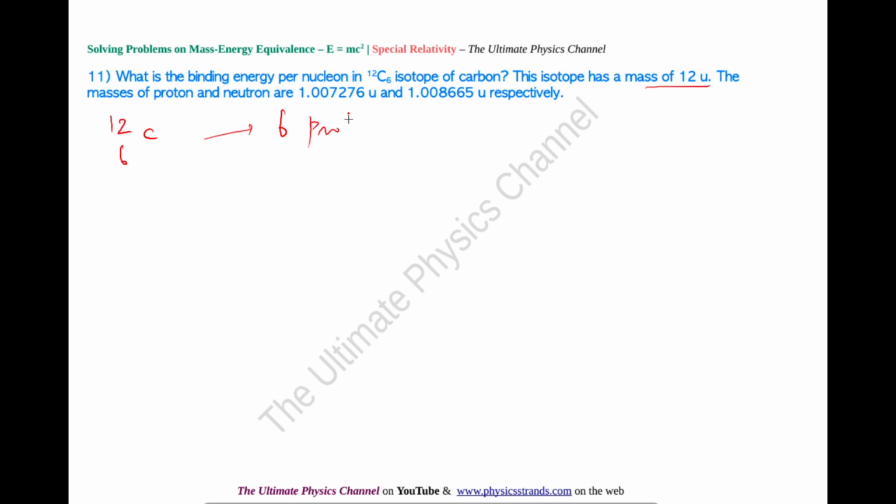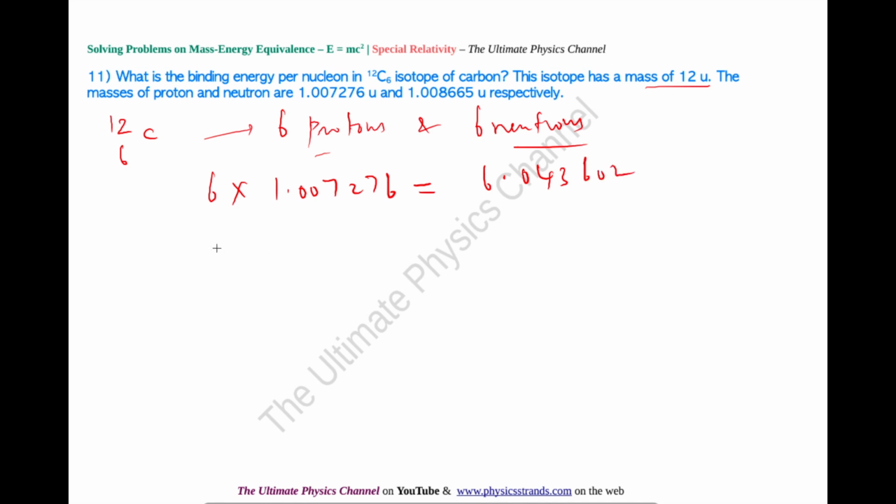So we know that the 12C6 has 6 protons and 6 neutrons. Right. So 6 times the proton mass of 1.007276 is going to be about 6.043602, and 6.051990 for the neutrons. So I'm adding the neutron masses totally. If I sum these numbers, I am getting 12.095592 U.